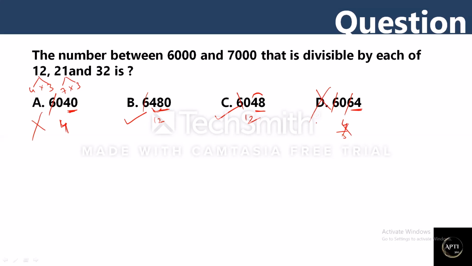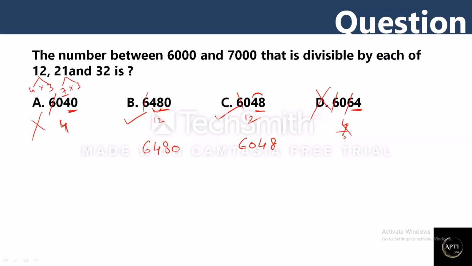So if you cross check with the divisibility rule of 3, my answer can be either option B or option C. Now what we need to do? We need to cross check with 7. Now what does the divisibility rule of 7 mean? Here I need to cross check with 6480 and 6048. And remember, this is the logic for the divisibility rule of 7.